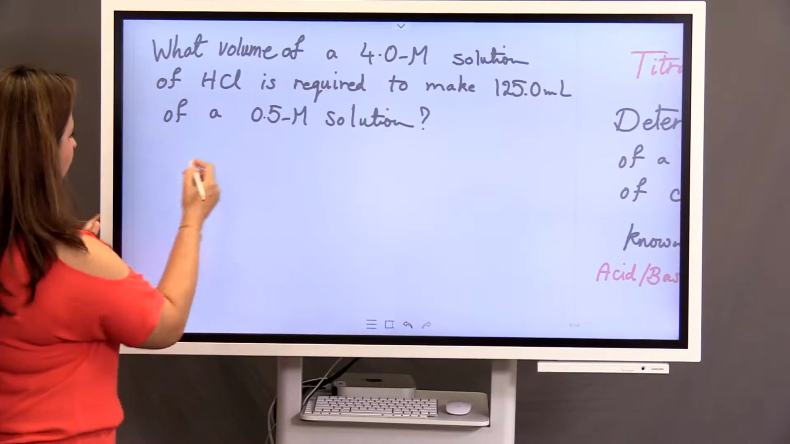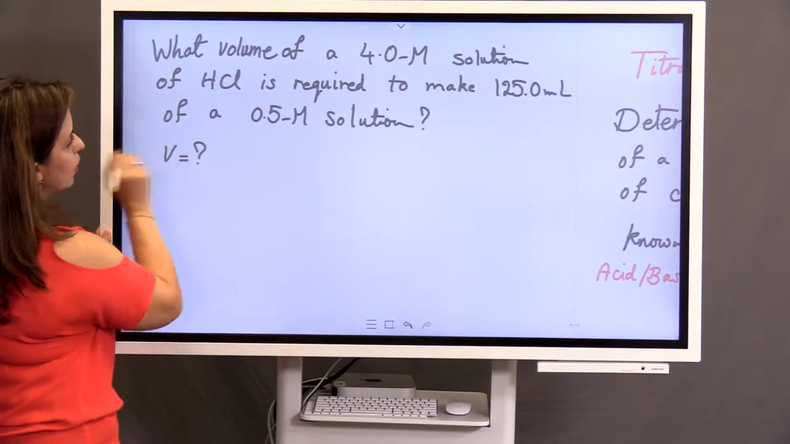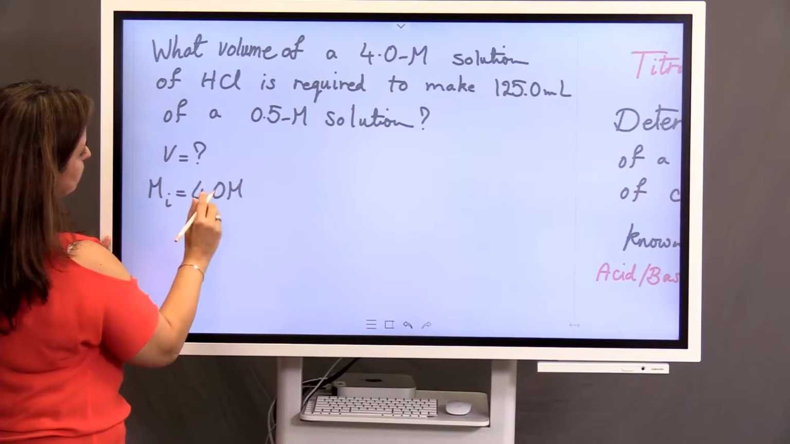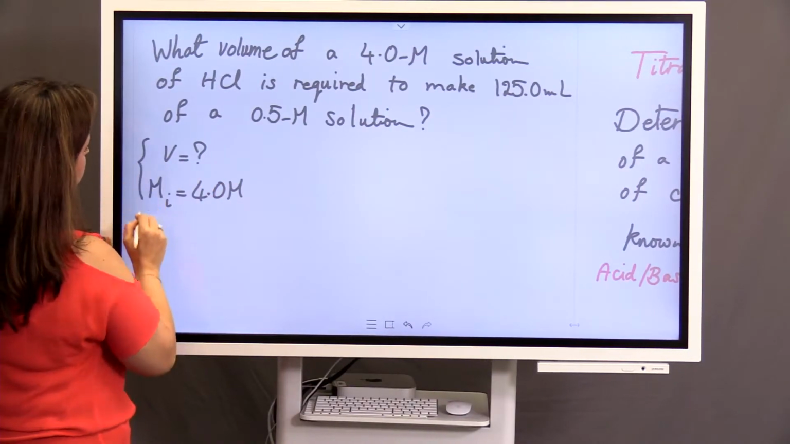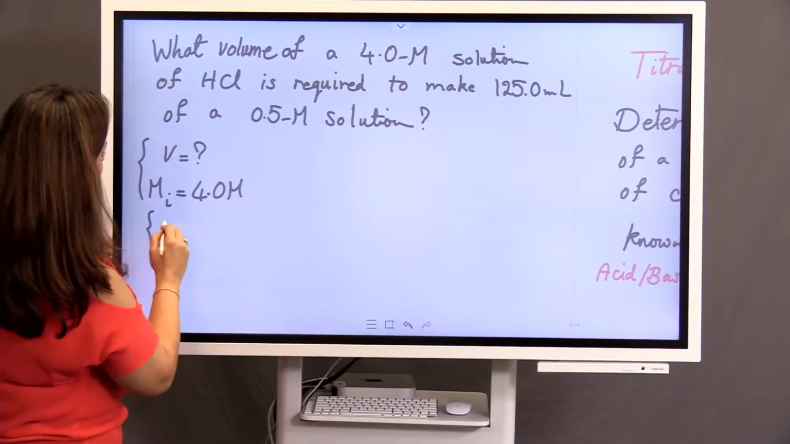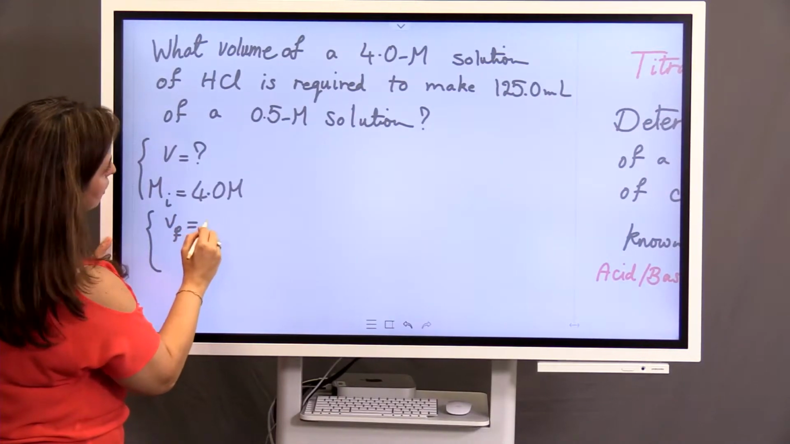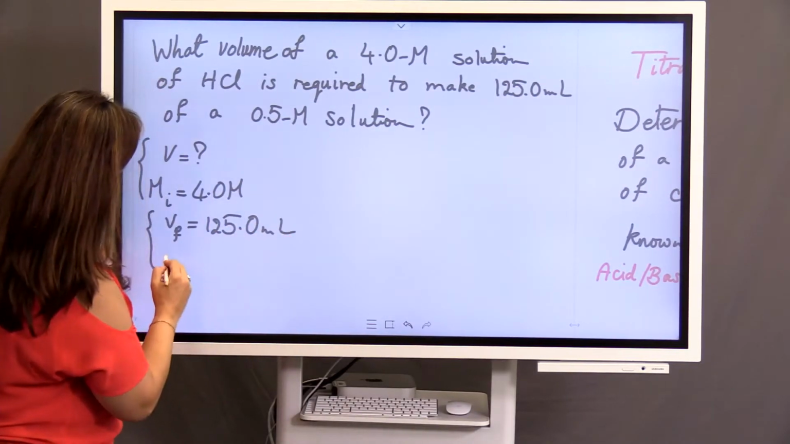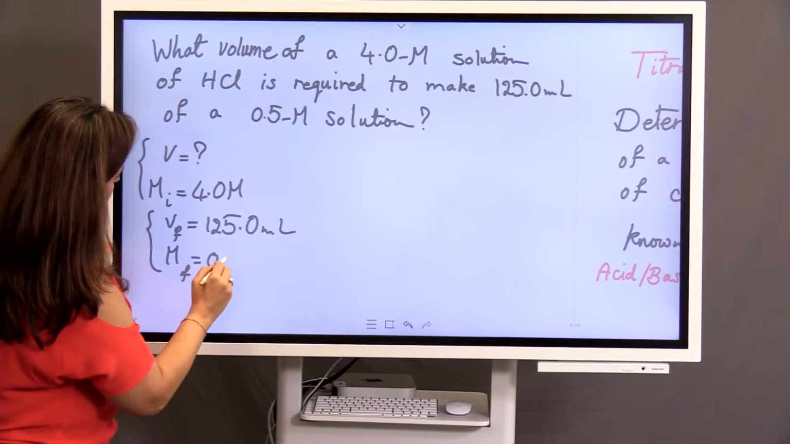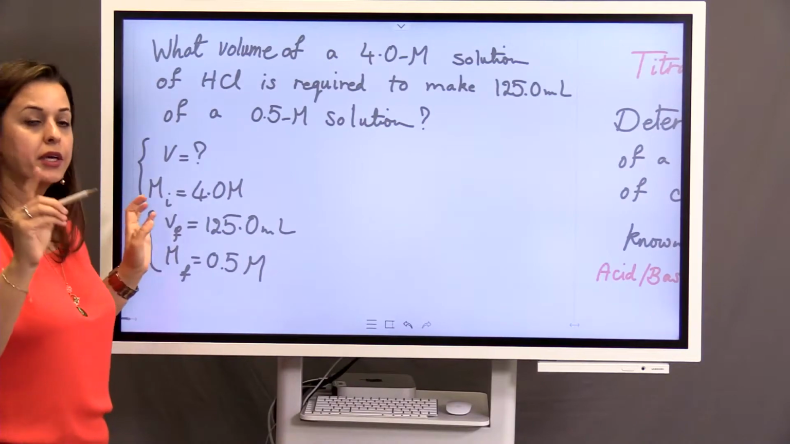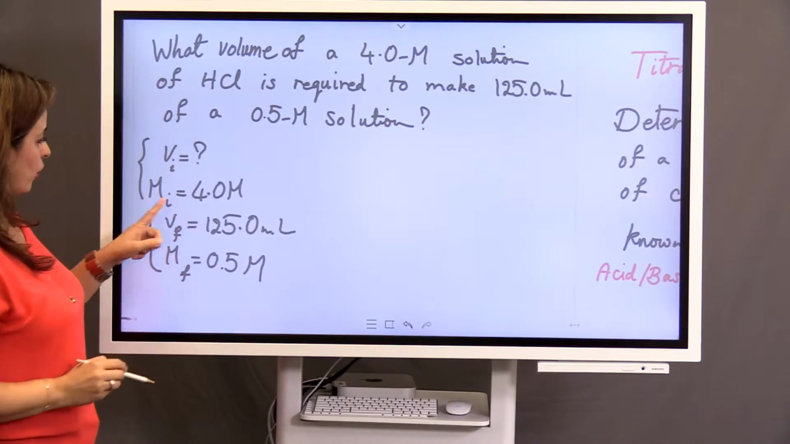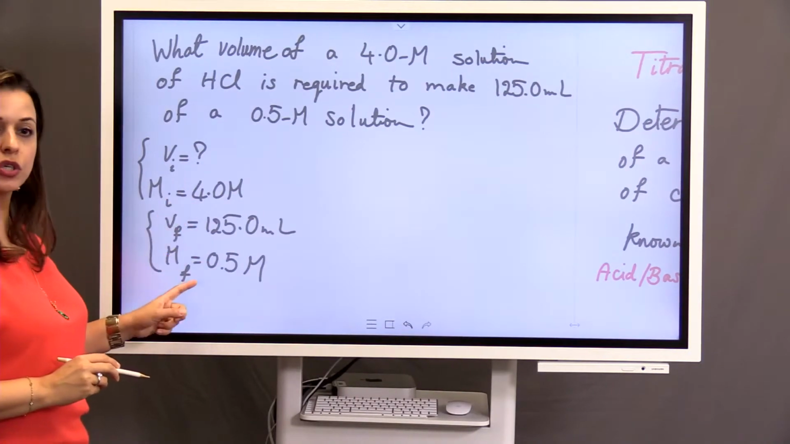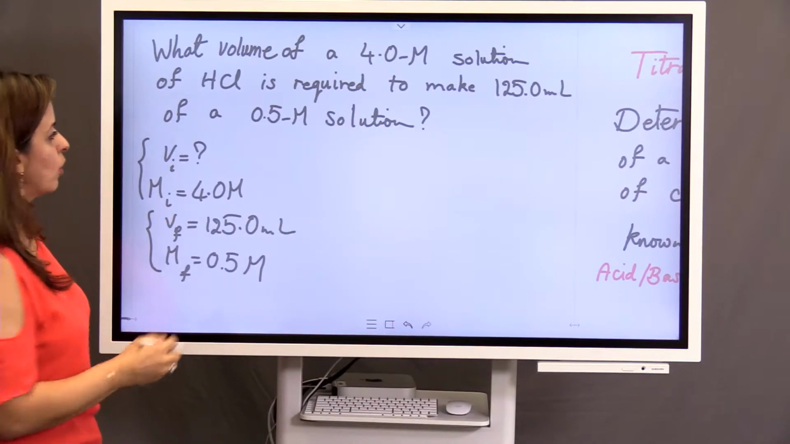What volume of 4 molar solution is required to make 125 milliliters of 0.5 molar solution? Another hint is that you are going from a high concentration, 4, to 0.5 molar. So from high concentration to lower concentration. So what would you use?